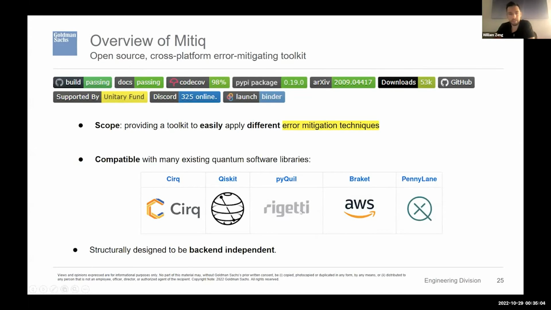And it's compatible with most of the existing software libraries. And this means both front end and back end. So you can write in Cirq and run on IBM, and you can write in Qiskit and run on Rigetti, and you can write in AWS and run on any of them. And you sort of have a front end and back end mix.